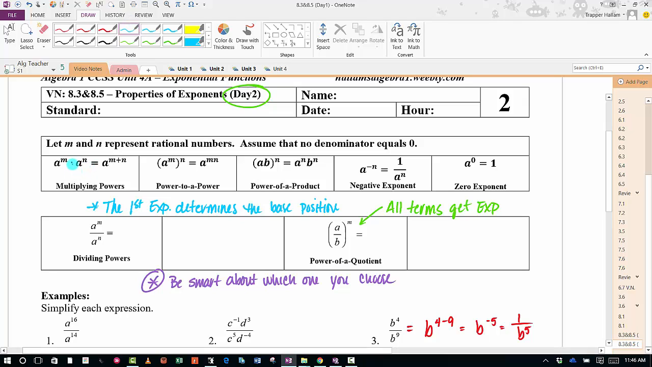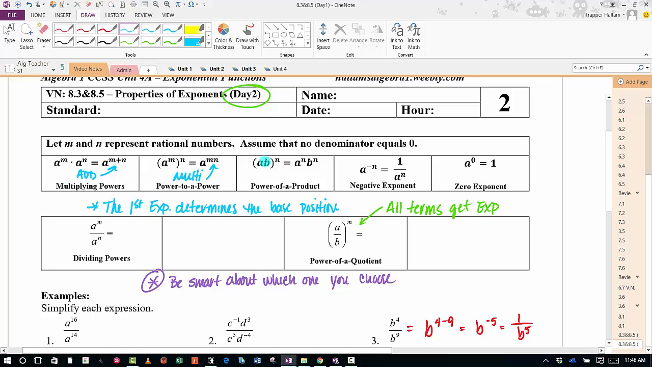Ones that we've talked about before is multiplying like bases with powers, and when we do that, we add exponents as you can see here. If we have a base raised to an exponent raised to another one, we call that power to a power. In that case, we multiply exponents. You can see that there.